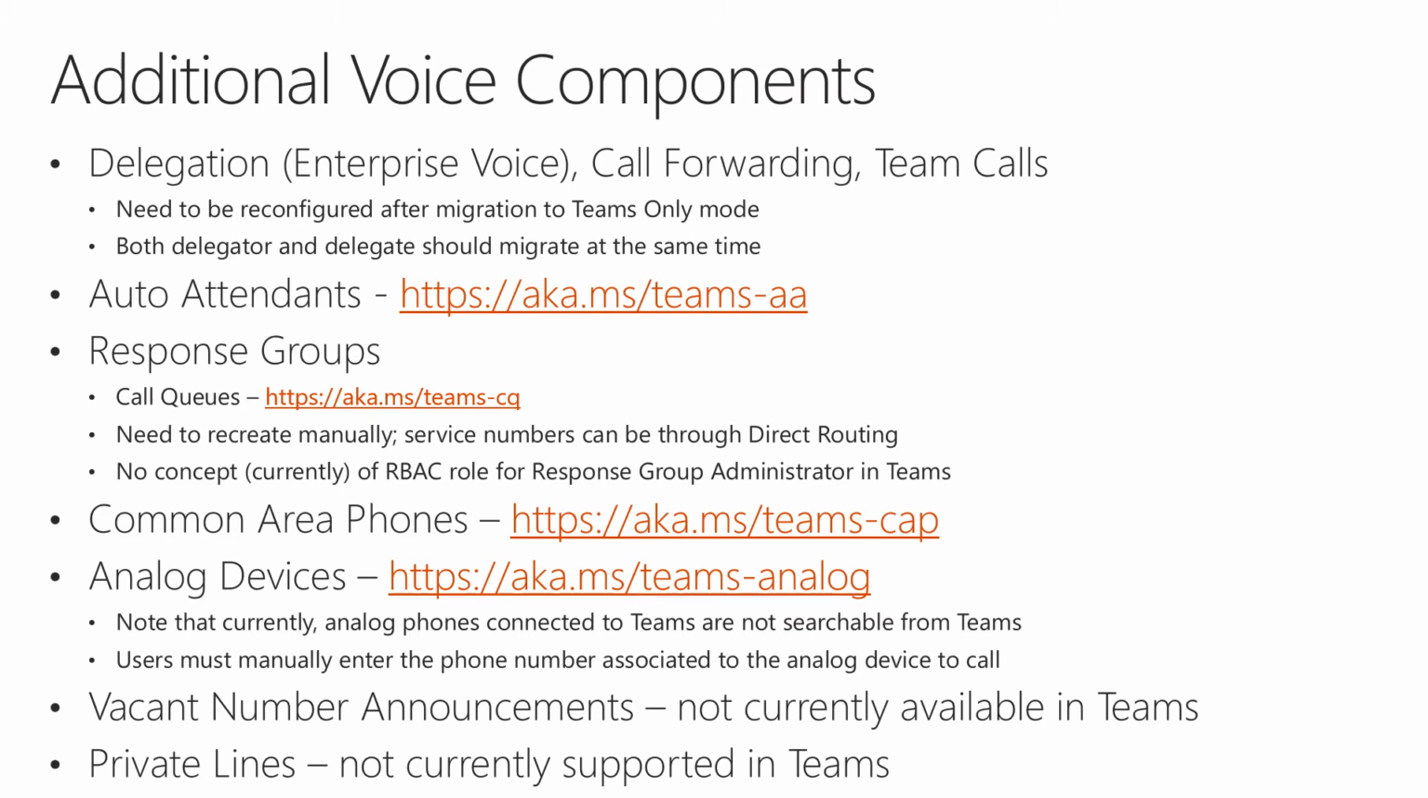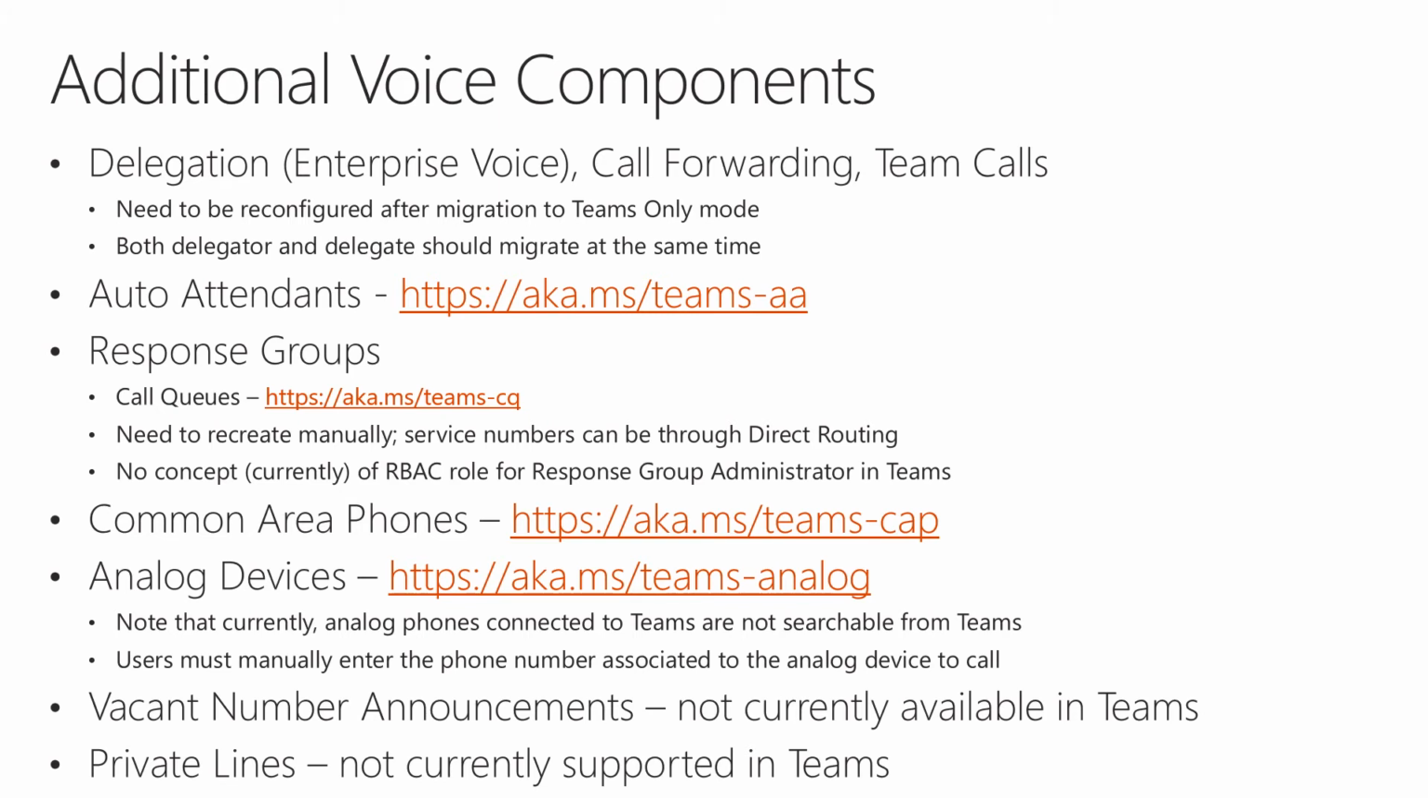Now, the service numbers that we use with the call queues and with the resource accounts that we use with call queues, they can be applied through direct routing. So you can bring the phone number in and assign it to a resource account that is used with a call queue and bring that in through direct routing. One area to note though, in on-prem Skype for Business, we have this concept of an RBAC role for a response group administrator. We don't have an equivalent to that currently in Teams today, so just keep that in mind.